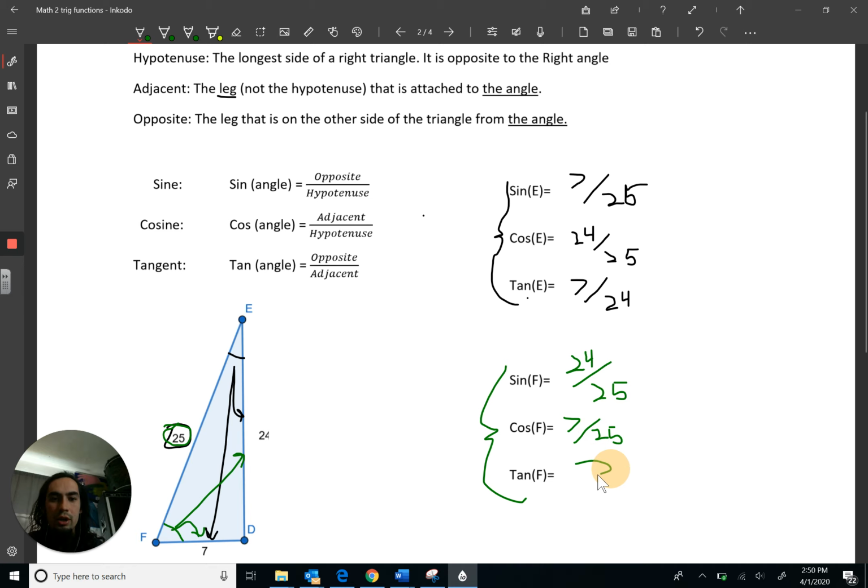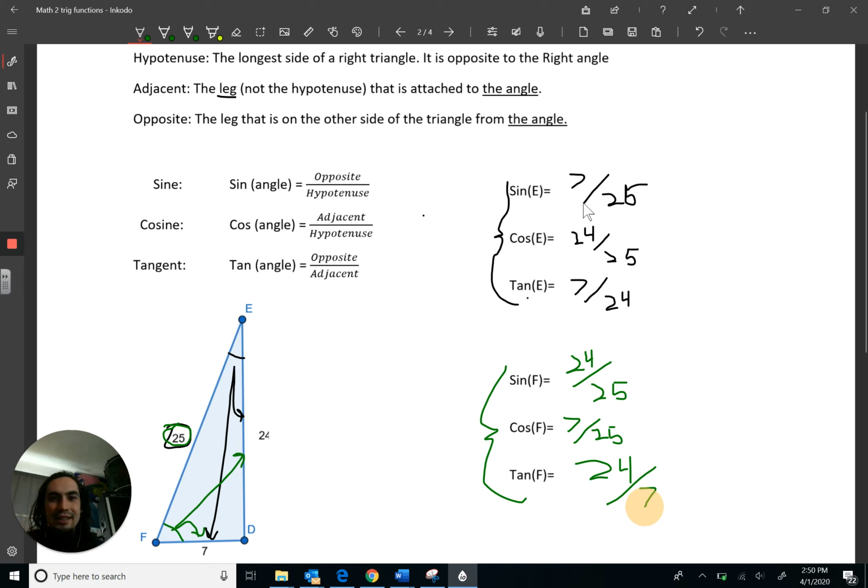So 24 over 7. Okay. Apologies for the handwriting. I will see about getting a stylus. Maybe that'll help. Although I don't have very good handwriting anyway, as you guys know. So here we go. Now you'll notice something here.